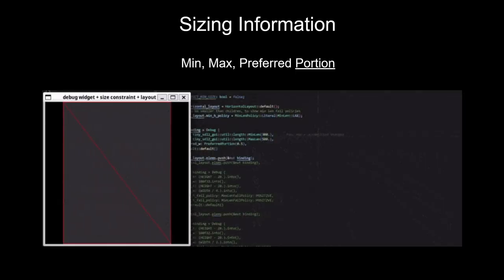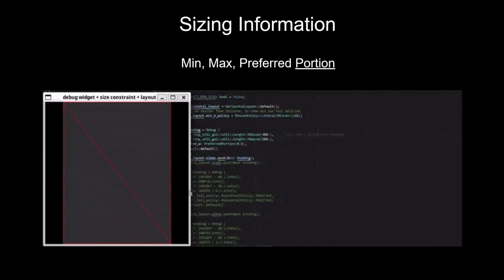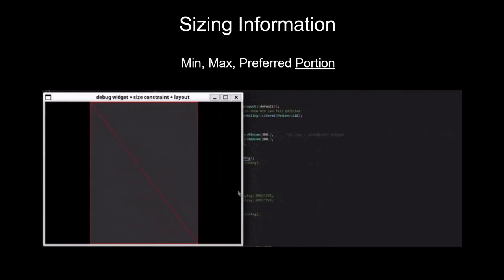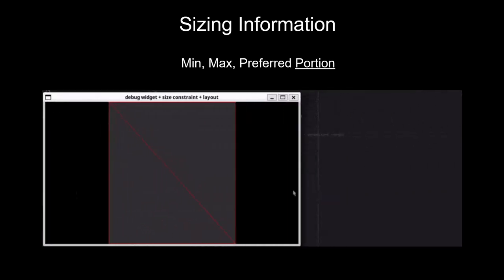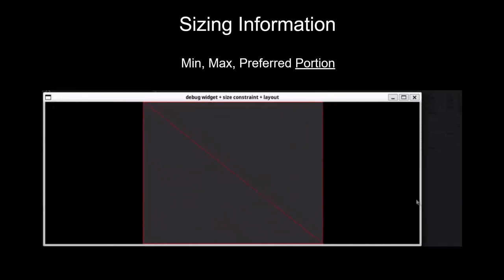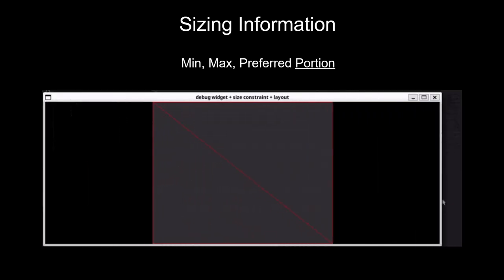I've used other GUI libraries in the past, and they've always had some sort of minimum, maximum, and preferred size. So Java Swing does that, and Qt does that. With this library, it instead has a preferred portion. So in this example, it would prefer to be 50% of the parents.